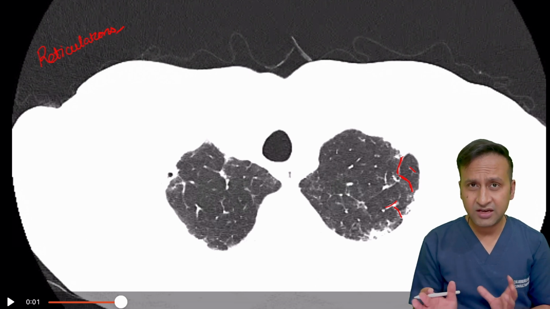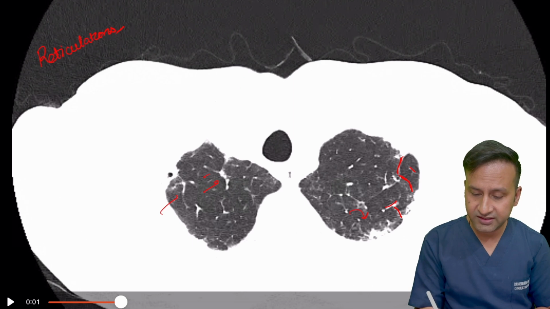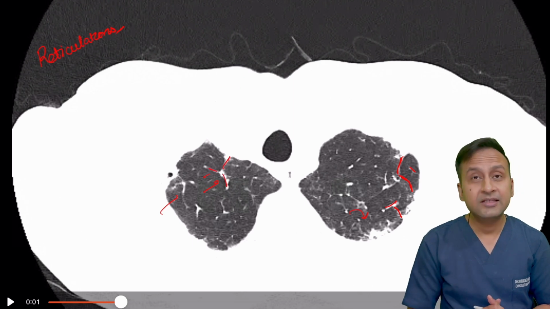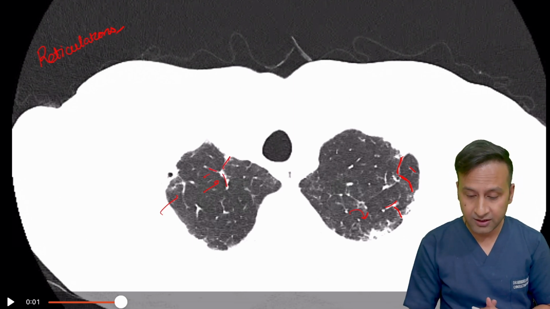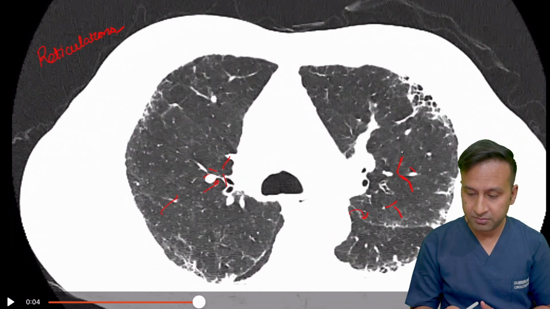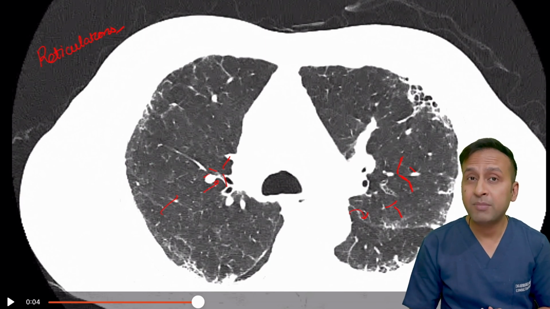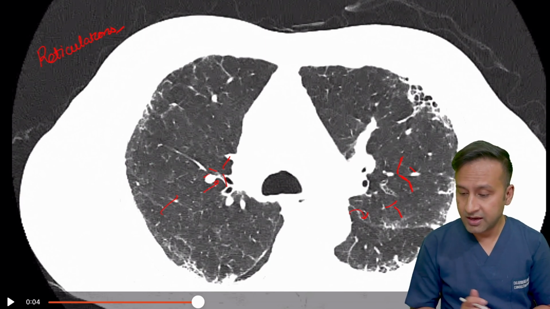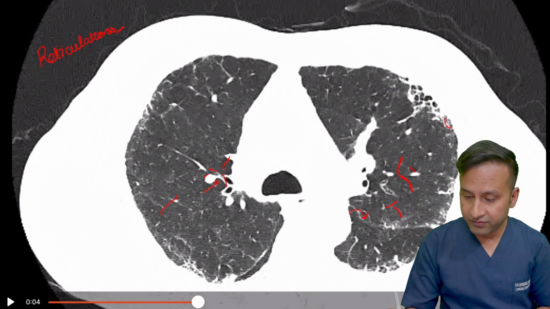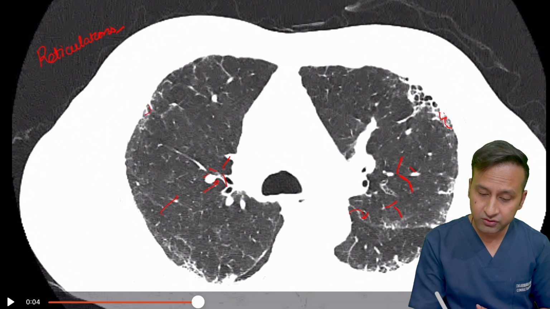Now, these things are pretty much symmetric. I can see them on the left side and I can also see them on the right side. I hope all of you can appreciate this thickening of the interlobular septa. Then, when I'm going from top to the mid lung zone, again, I can see the same findings in a much better and a florid fashion. I can see that there is thickening of the intralobular septa as well, and these changes are also symmetrical.